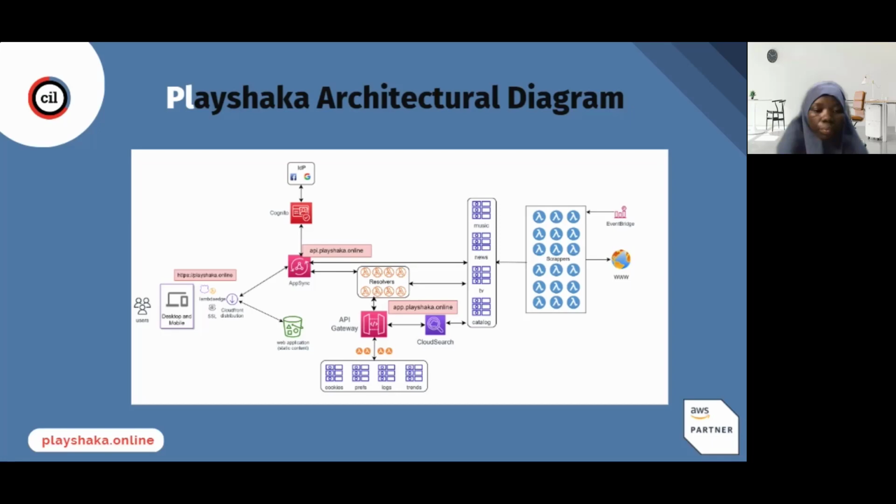So basically, these are the various services on AWS we're able to combine to actually bring Playshaka to life. As you can see, they range from 7 to 10 various services, all connected, all doing different purposes, and all working together as one, even though each is a microservice on its own. Each is an individual microservice.